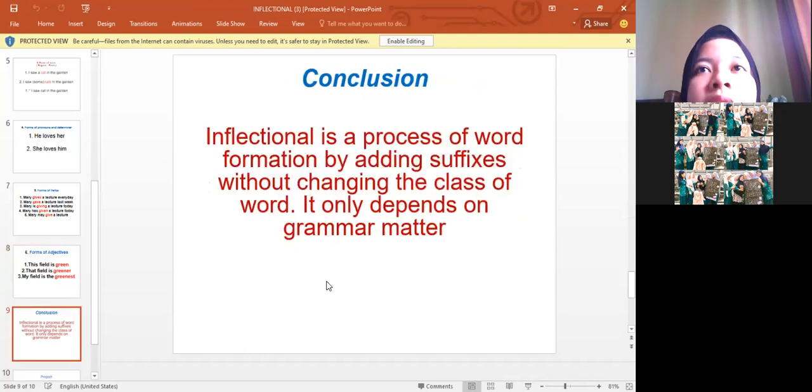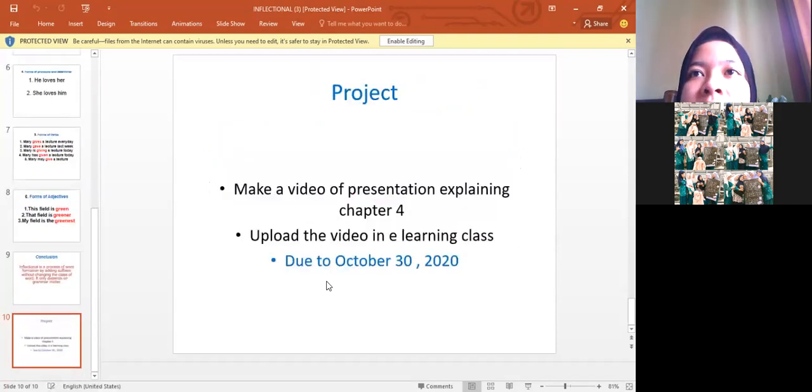Okay, next. The last thing we can conclude about our topic today is that inflection is a process of word formation by adding suffixes without changing the class of the word, and it only depends on grammar matters. That is the explanation about the material.